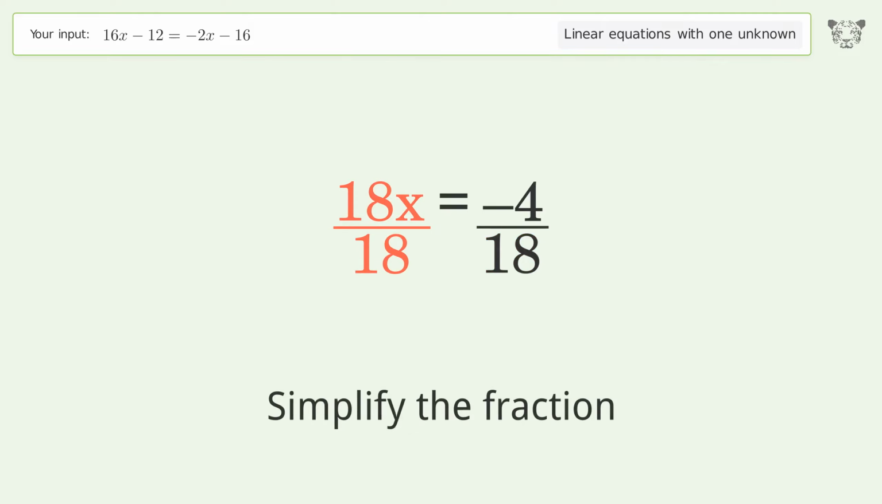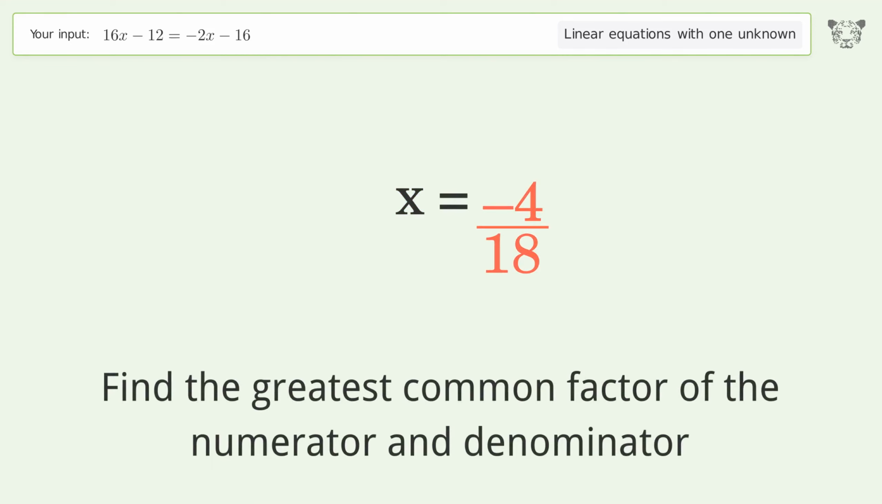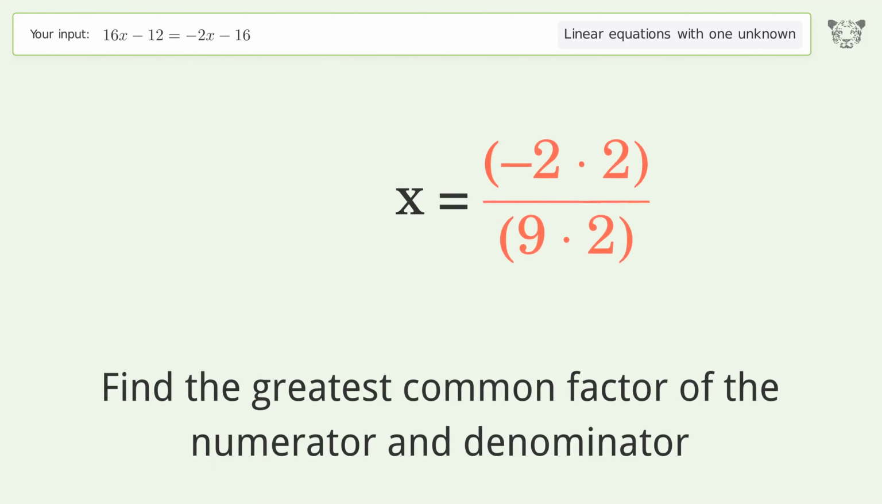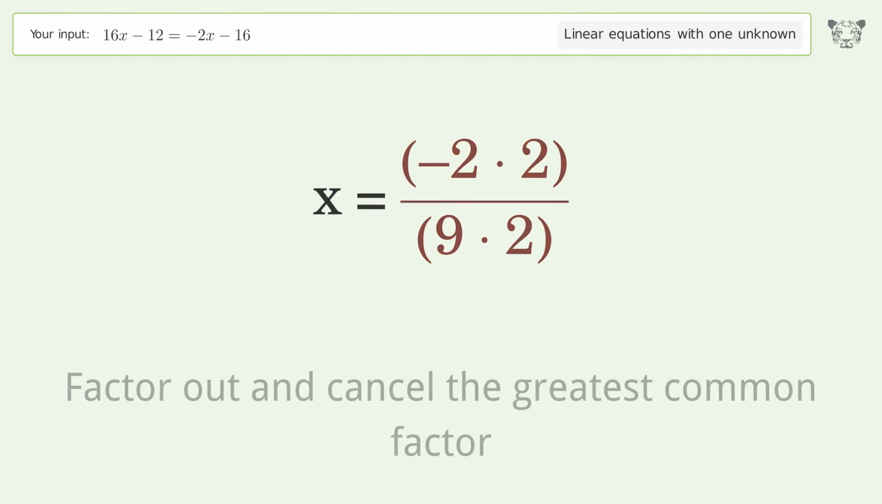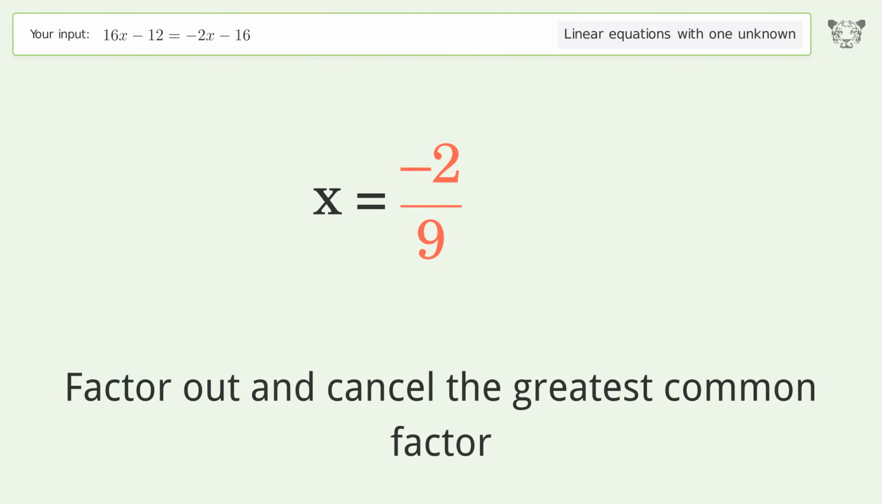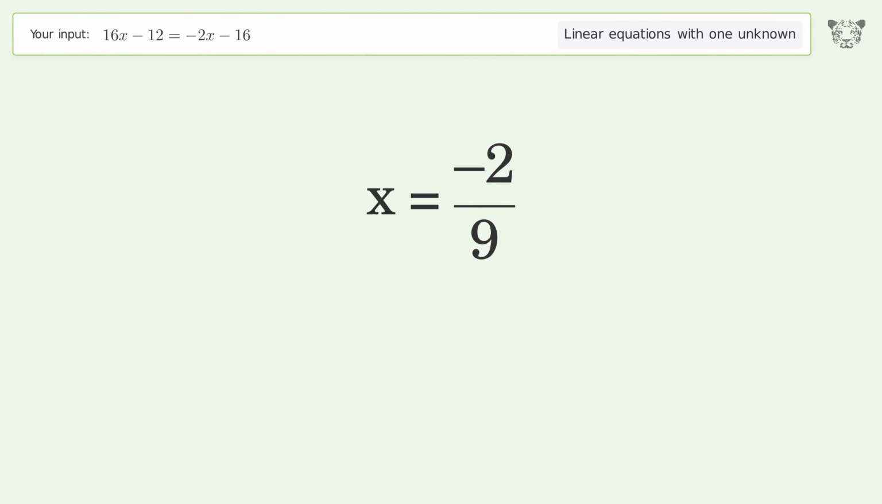Simplify the fraction. Find the greatest common factor of the numerator and denominator. Factor out and cancel the greatest common factor. And so the final result is x equals -2/9.